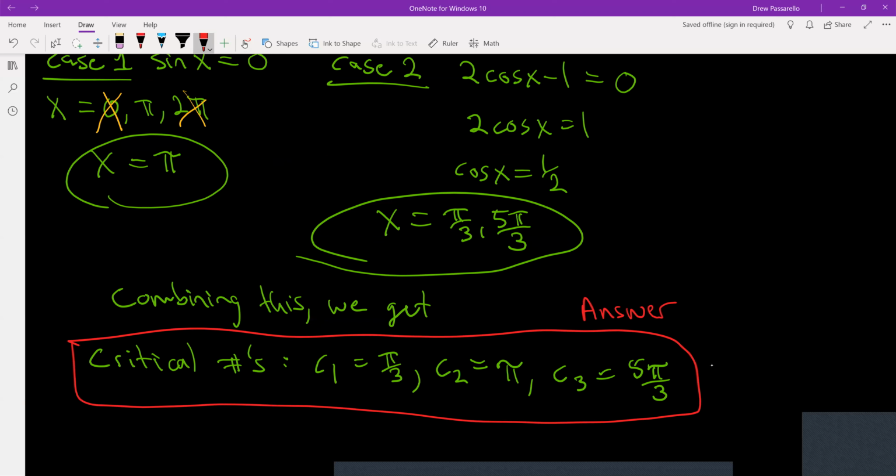All right, so that's where I'll stop for this video, and in the next video, I'll show examples of finding extrema on a closed interval, now that we've seen examples of finding critical numbers.